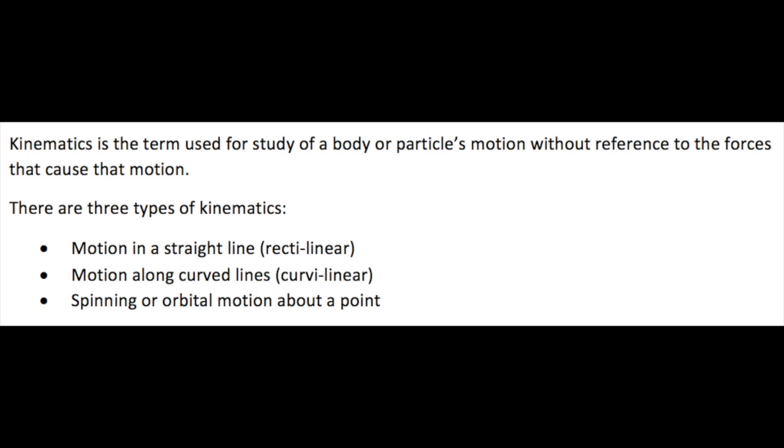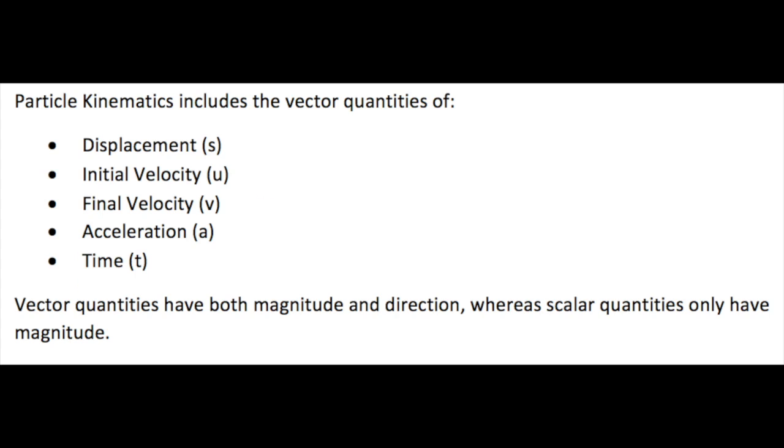There are three types of kinematics: motion in a straight line, motion along curved lines, and spinning or orbital motion about a point. During the duration of this video, we will be explaining motion in a straight line in large detail.